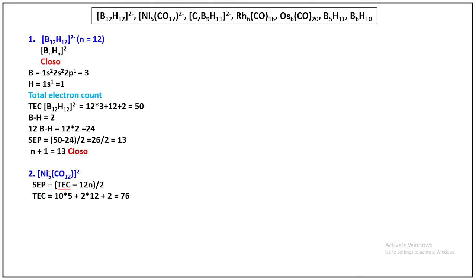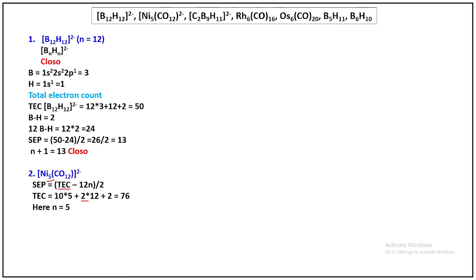First nickel. The number of valence electrons for nickel is 10. 10 into 5, as 5 nickel atoms are there, plus carbonyl. We already saw in the last question that carbonyl is a 2 electron donor. Right. So each carbonyl will give 2 electrons, into 12 carbonyls. Plus 2 for the negative charge, so plus 2 giving 76. 76 is the total electron count.